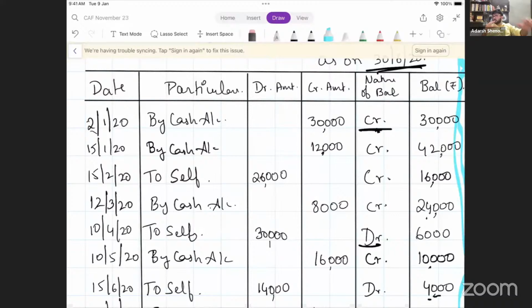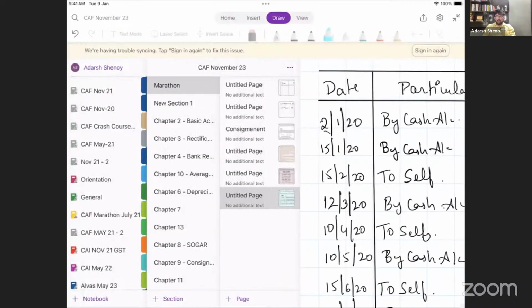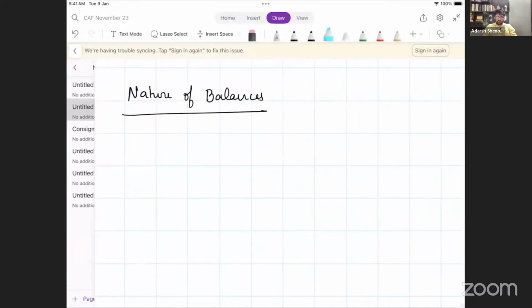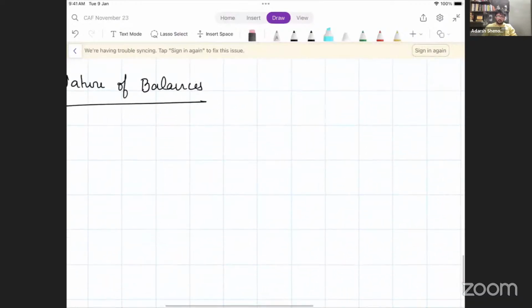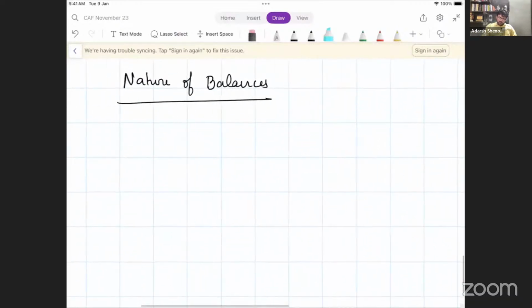Passbook is nothing but you getting a look into the bank's books. The bank has opened your account in their books, so you just get a copy of it. That is known as the passbook. So this is from the bank's perspective. The passbook is from the bank's perspective.